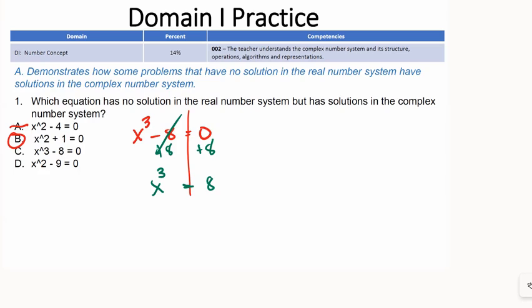Cube root. Oh wait, x cubed, or x to the 3. How can I get rid of the 3? What do I need to do? Cube root. There you go. I'm going to put a 3 here because of this 3, so I can cancel that out. That's my goal: x. And then I'm going to put 3 here.